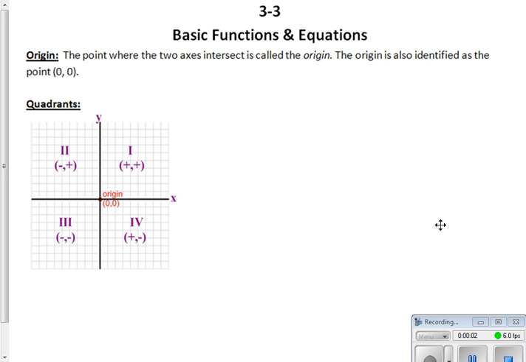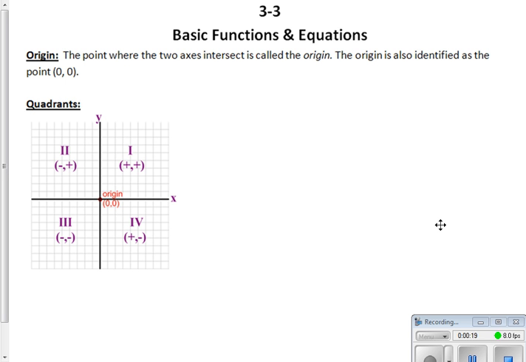Lesson 3.3, Basic Functions and Equations. This will correlate with Lesson 23. Big thing today is being able to look at an equation and have an idea of what the graph is going to look like. Now everything we're dealing with here is a function, so it would pass our vertical line test.